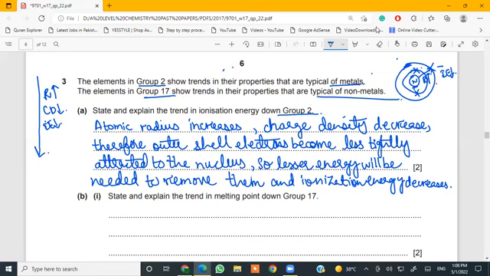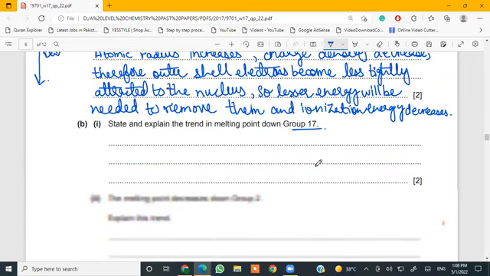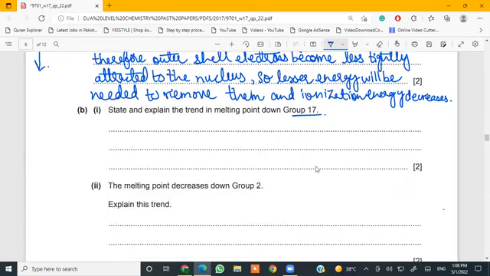Let's move on. Now explain the trend in melting points down group 17. So what happens to the melting points as we go down group 17? Just recall group 17, which starts out from fluorine, then chlorine, and then bromine. You have iodine and astatine.